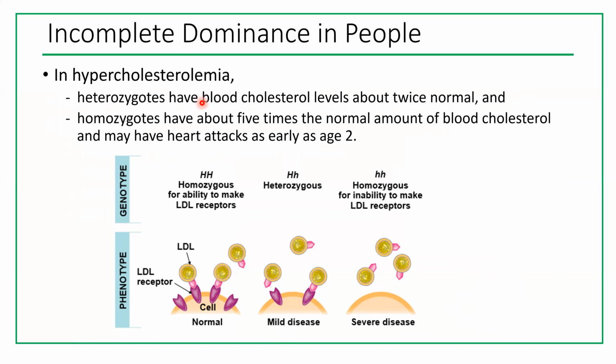So heterozygous have blood cholesterol level about twice normal. Heterozygous, twice normal. Homozygous have about 5 times the normal amount of blood cholesterol and may have heart attacks as early as age 2. So that's this person over here.